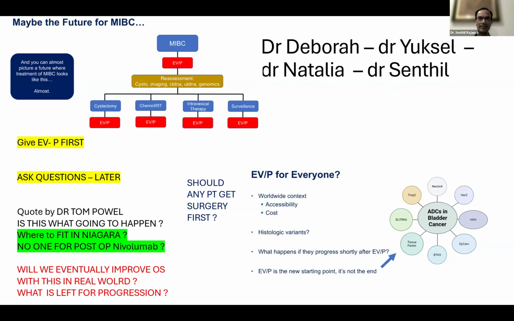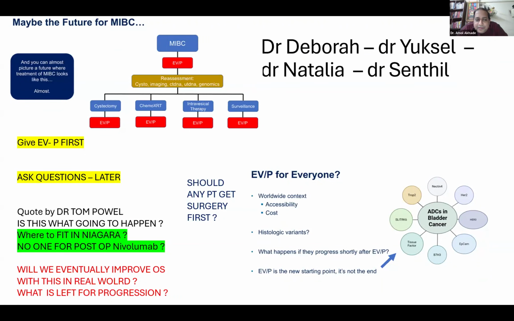So that's a very difficult thing to do, but I think that's where we need to get to. Now, this is the crux of the matter now that we have so many options available. Dr. Tom Powell said in his talk, give EV Pembro first, ask questions later. So for all MIBC patients, whether cisplatin eligible or non-eligible, the first thing is to give EV Pembro and then ask questions later. So do you think, Dr. Bicky, this is where we are heading in bladder cancer? Give EV Pembro first, irrespective of cisplatin eligible, non-eligible.